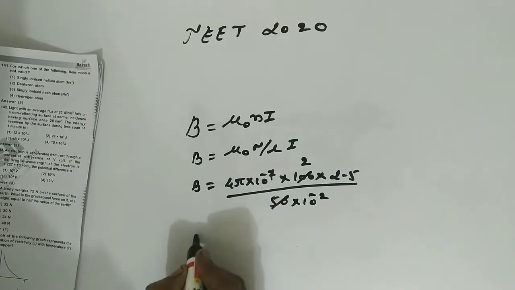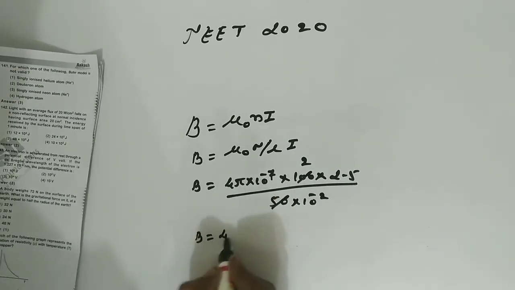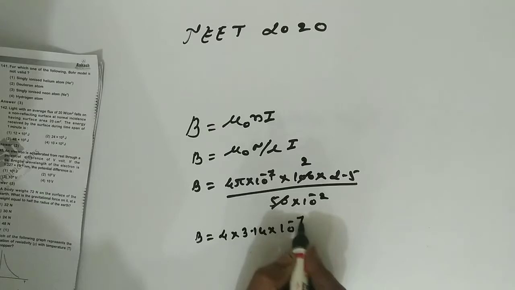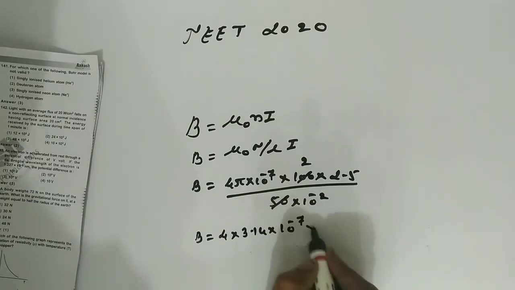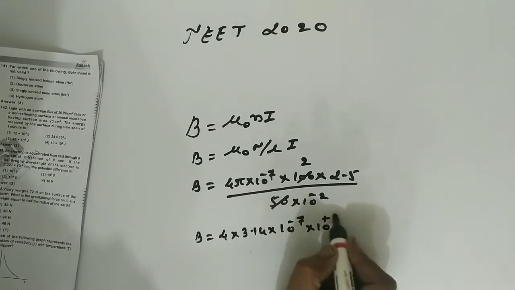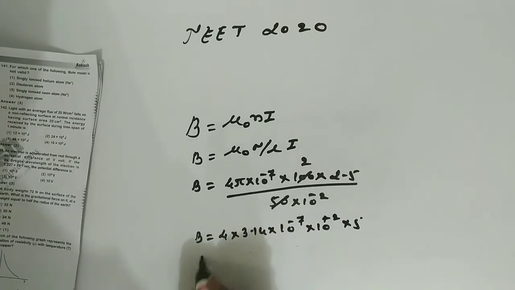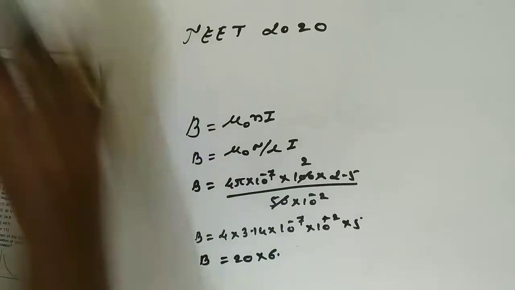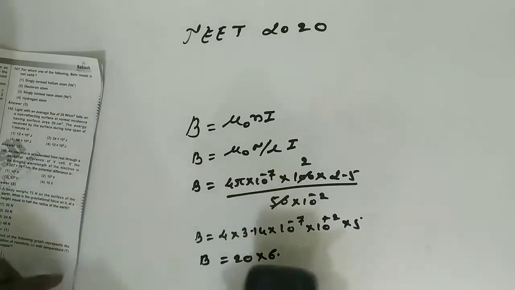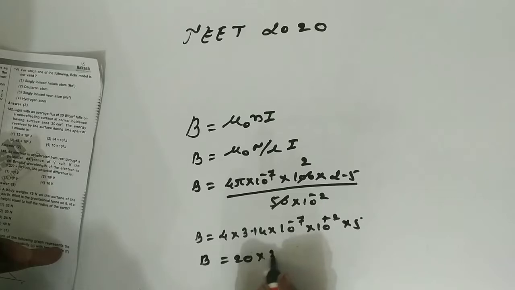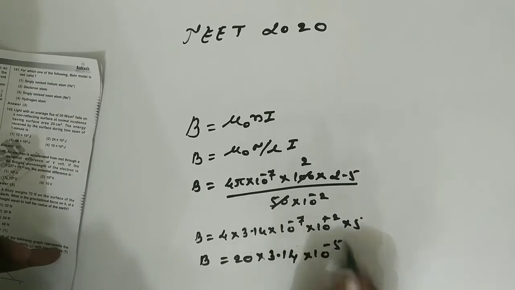2.5 into 2, 5. Shall I write? 4 pi is 3.14 into 10 to the power of minus 7. When it comes to the numerator, plus 2, this is nothing but 5. 5 4s are 20. 20 into 3.14. Shall I write? Instead of, this is nothing but 3.14. What is that? 10 to the power of minus 5.